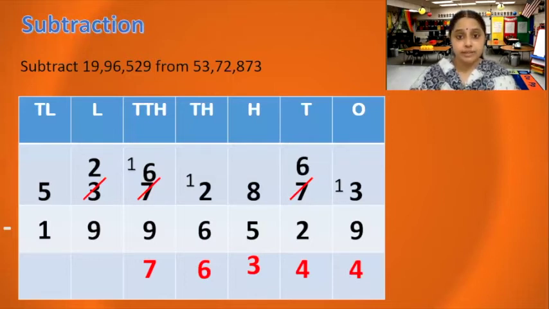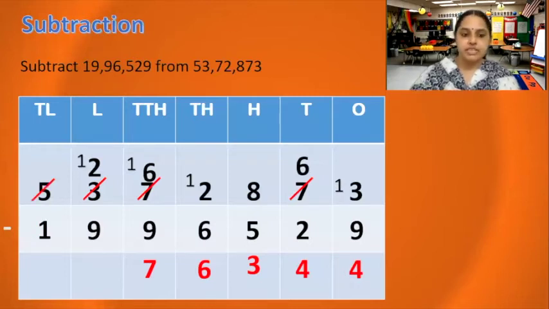9 cannot be subtracted from 2. So 2 will go to the next house, the next place value, to borrow. So from 5, 1 is given. So it will become 12. And what will happen to 5? 5 will get reduced to 4. Okay. So 12 minus 9.